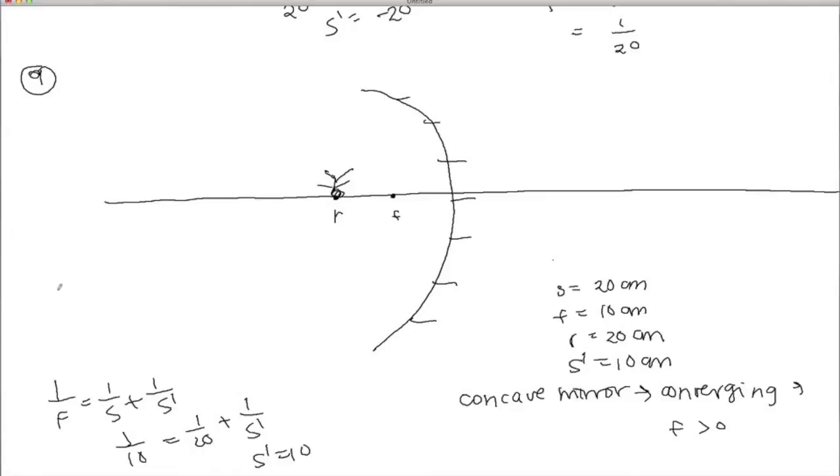When did you get S of 20? Because it says we have a real image. Oh, from this. Because you know that our object is at 2F, and 2F is 20. That's true. Alright, one second. We're making a mistake somehow.